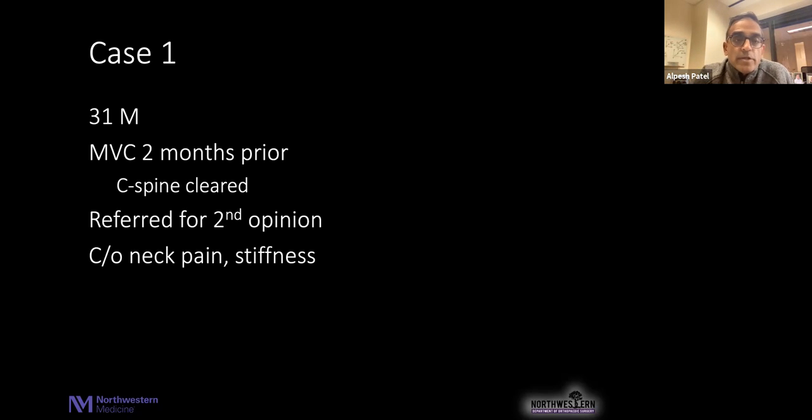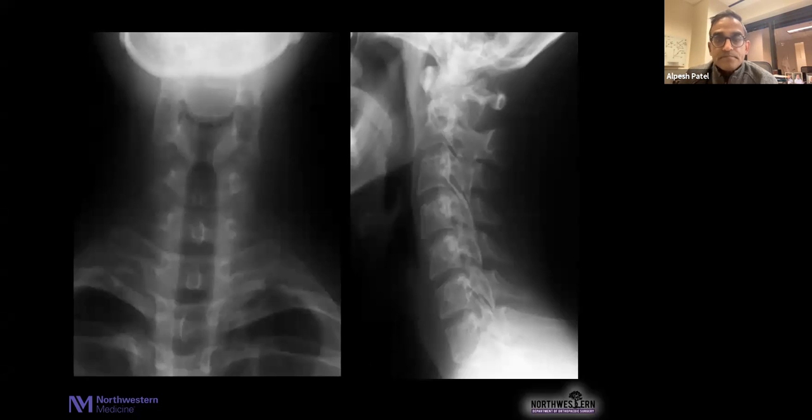So, this was a patient who had come to me in my office, 31 years old. He was 2 months out from a motor vehicle accident. He had his cervical spine cleared at the index, but continued to have neck pain and really quite severe stiffness, very, very little rotational motion. And he had come to me as a second opinion.